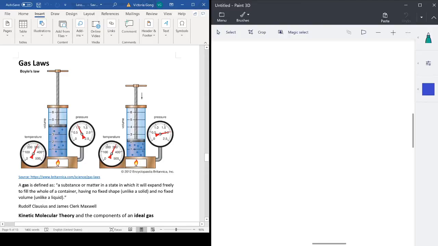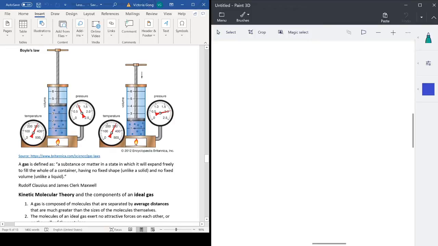Alright, so a gas is defined as a substance or matter in a state in which it will expand freely to fill the whole of a container, having no fixed shape, unlike a solid, and no fixed volume, unlike a liquid. Now that's pretty important, because a gas is basically free-floating molecules that aren't bonded to each other or attracted to each other in any way, at least ideally. Unlike a liquid or a solid, which are held together by intermolecular forces, which we talked about last time.